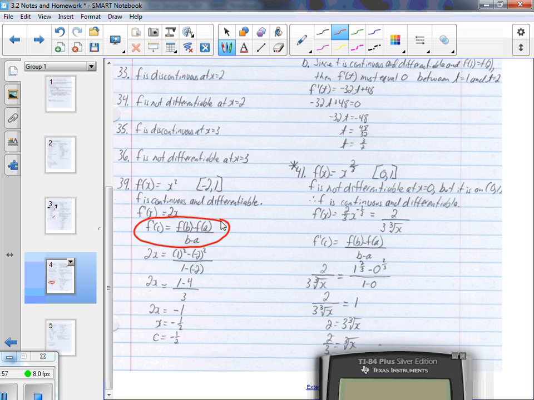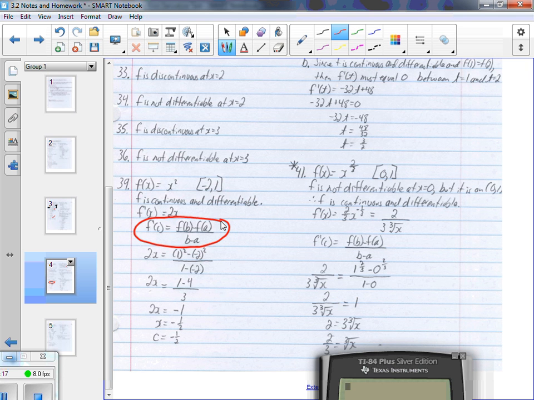B minus A, that's x2 minus x1. So there's at least one place where the slope of the tangent, that's f prime of x, equals the slope of the secant that connects the endpoints. Or the instantaneous rate of change equals the average rate of change. Or the instantaneous velocity equals the average velocity.